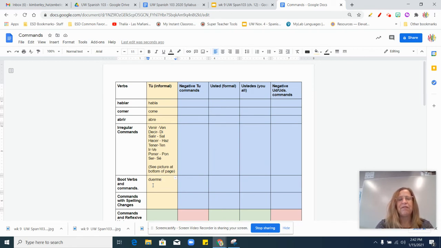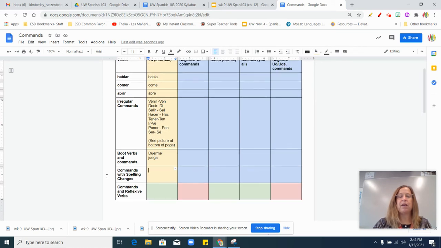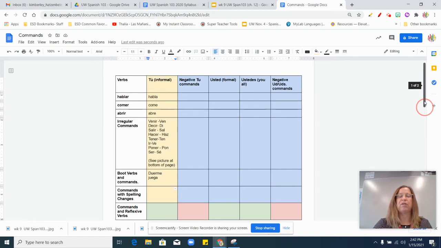Normally, it would say juegas, you play. But if I want to say play, we just say juega. So you take off the S. You don't have to worry about any spelling changes in the tú form except for the irregulars. And then we'll come down to the reflexive, and I'll go through those all together after doing the negative tú commands and formal commands.